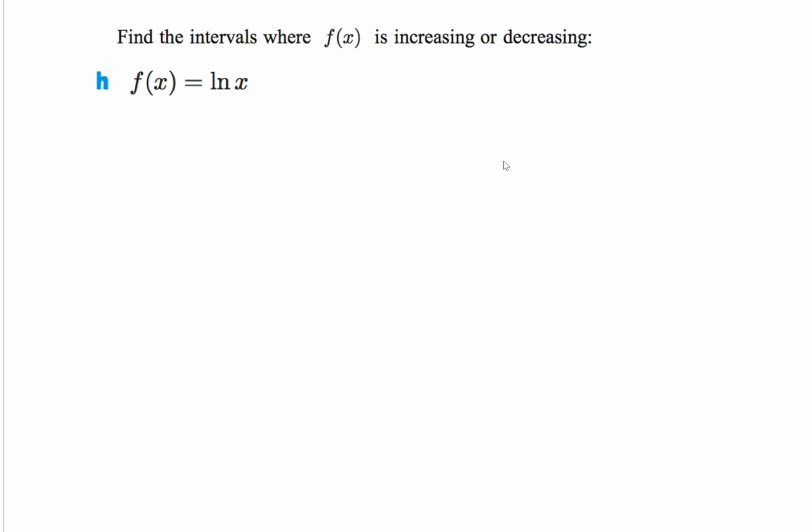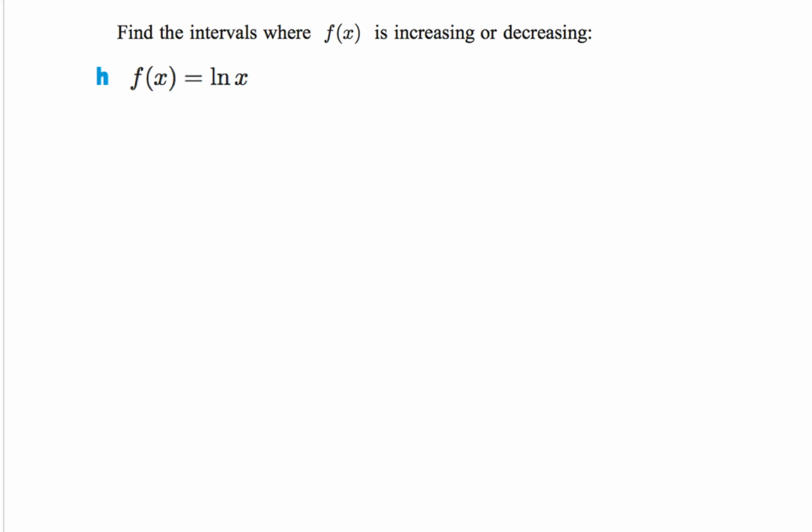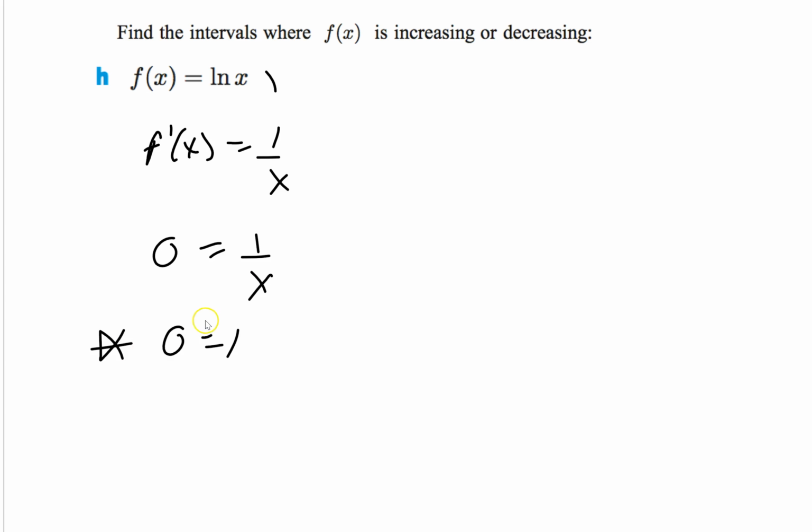Okay, so another one that's interesting. Find where the inverse is decreasing. So let's do the same thing. Take the derivative, set it equal to 0. My derivative of natural log is 1 over x. Set equal to 0, so 0 equals 1 over x. Oh, try to solve it. Cross multiply, you get 0 equals 1. You can't solve it. Not possible.